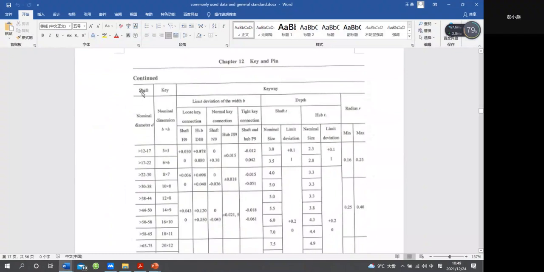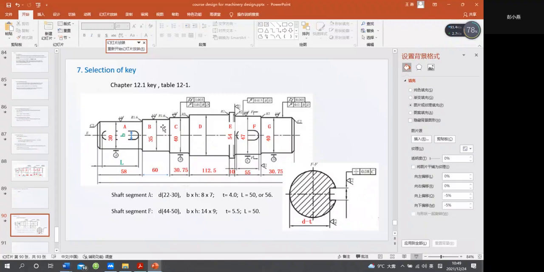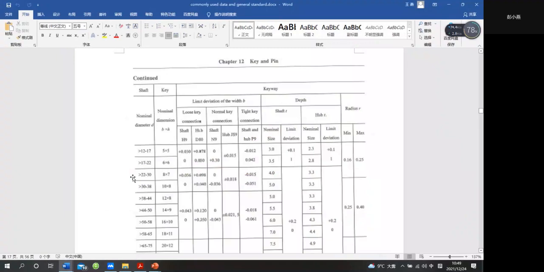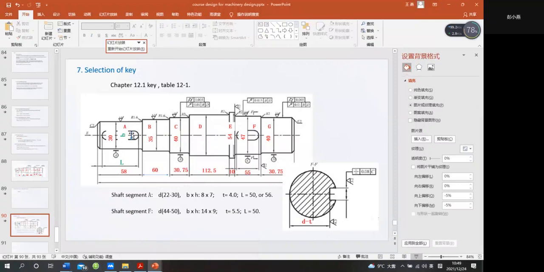According to the shaft diameter, okay? For segment A, if we choose the diameter is 30 millimeter, so we choose the diameter within 22 to 30, and the B is 8, okay? And the shaft T is 4. So B is 8 and T is 4. And we know the diameter. And this length can be calculated.